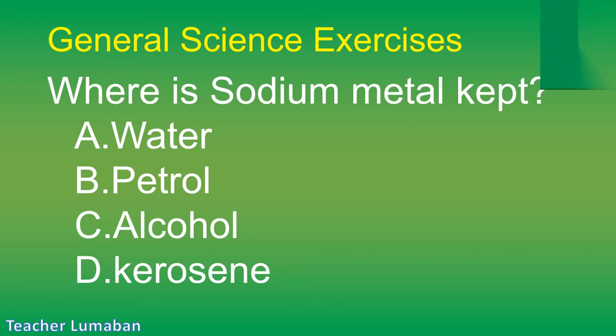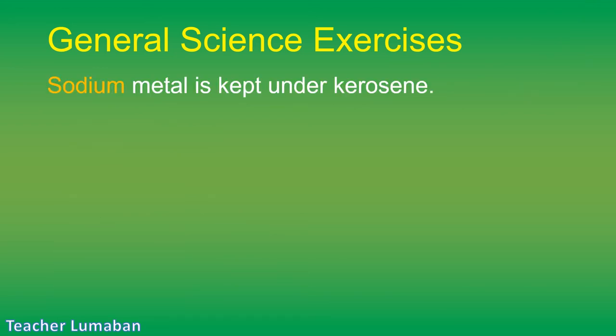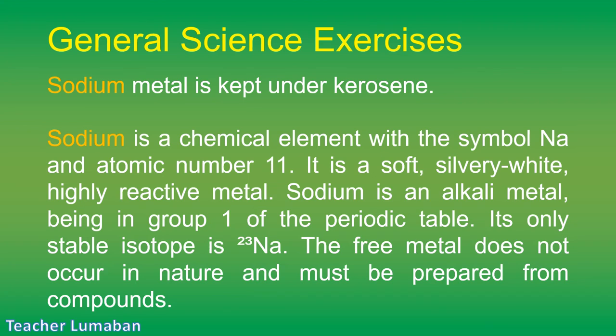The correct answer is letter D, kerosene. Sodium metal is kept under kerosene. Sodium is a chemical element with the symbol Na and atomic number 11. It is a soft, silvery-white, highly reactive metal. Sodium is an alkali metal, being in group 1 of the periodic table. Its only stable isotope is 23Na. The free metal does not occur in nature and must be prepared from compounds.